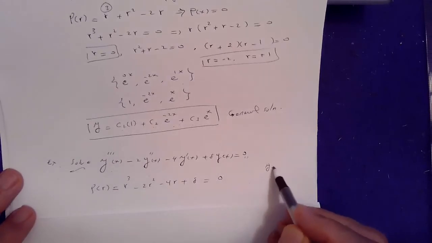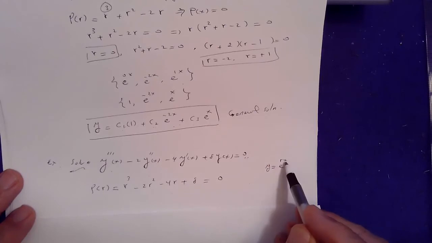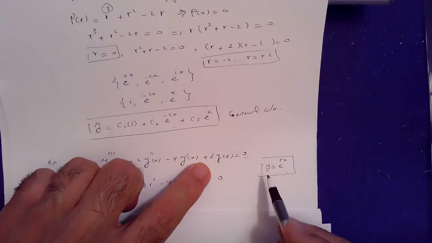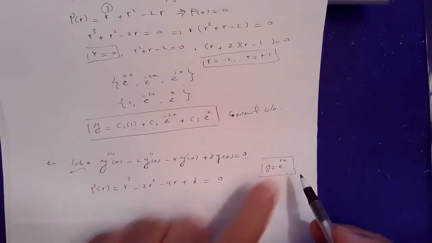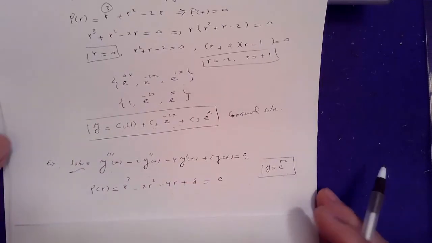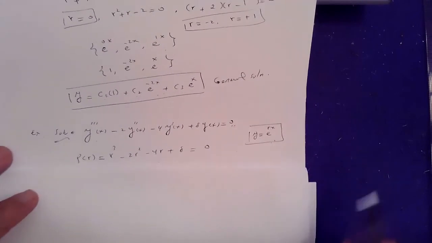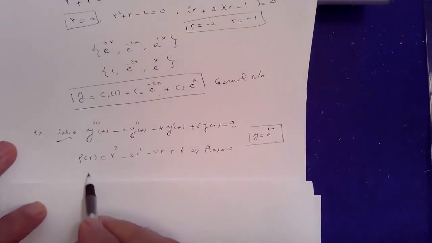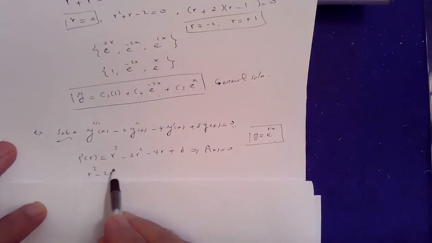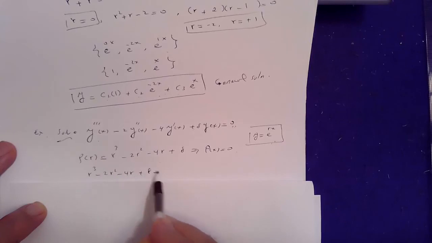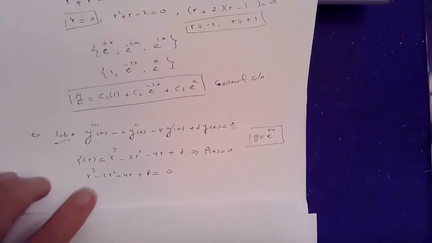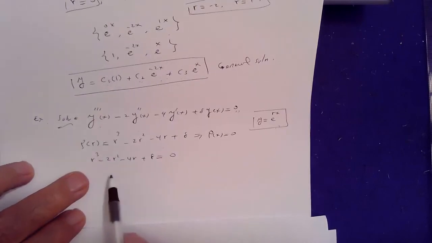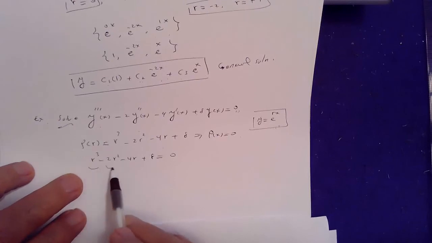How did you get this? Remember, the claim was the solution is in this form. So when you take 3 derivatives of this and substitute right here, factor out e to the rx, this is the polynomial you end up with. As in algebra classes, I'm going to set this equal to 0 to find the roots of this polynomial. So that would be r cubed minus 2r squared minus 4r plus 8 equal to 0. So this is a 3rd degree polynomial function.